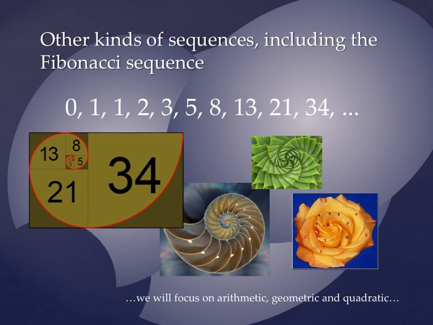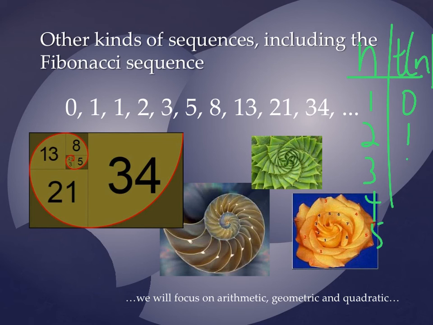The Fibonacci sequence is a special sequence where you get the next term by adding the ones before it. So term 3 you get by adding term 2 and term 1. So 1 plus 0 is 1, and then term 4 is 1 plus 1 is 2, and term 5 is 2 plus 1 is 3, and it goes on from that.